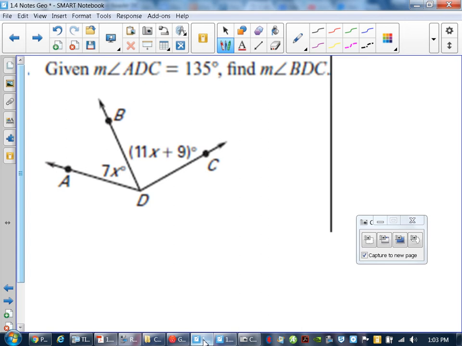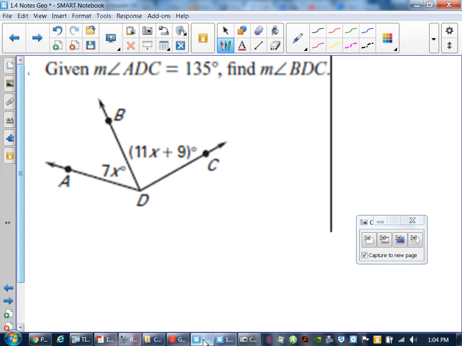I would really like it if you guys write out what you're going to do before you do it. Especially for the first few of these, it will make your life so much easier. Also, notice the information they give you. What do they give you here? The ADC measure. What is the ADC in relation to the diagram? Oh, the whole thing. The full thing, exactly.